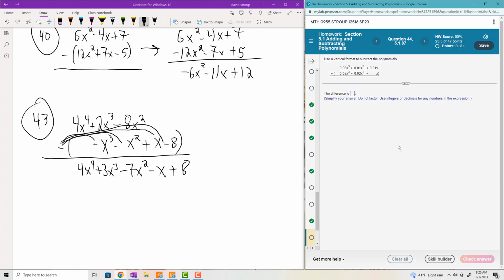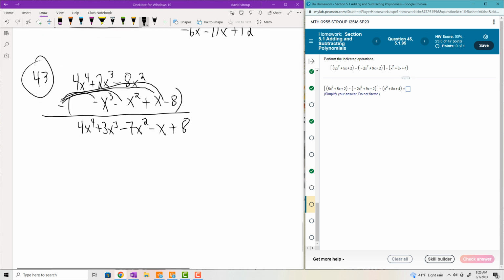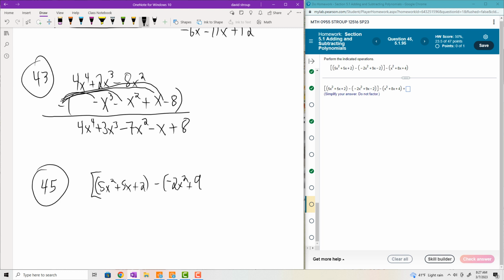All right, so one with decimals, and I'll probably have some fraction problems. Oh, so these ones are a little bit more work. So we have 3 polynomials to worry about as opposed to just 2. But you just take 2 at a time, right? You do kind of order of operations. So you do the inside of the brackets first, where we have 5x squared plus 5x plus 2 minus negative 2x squared plus 9x minus 2, and then minus x squared plus 8x plus 4. Okay, so I do the 2 polynomials in the bracket first.